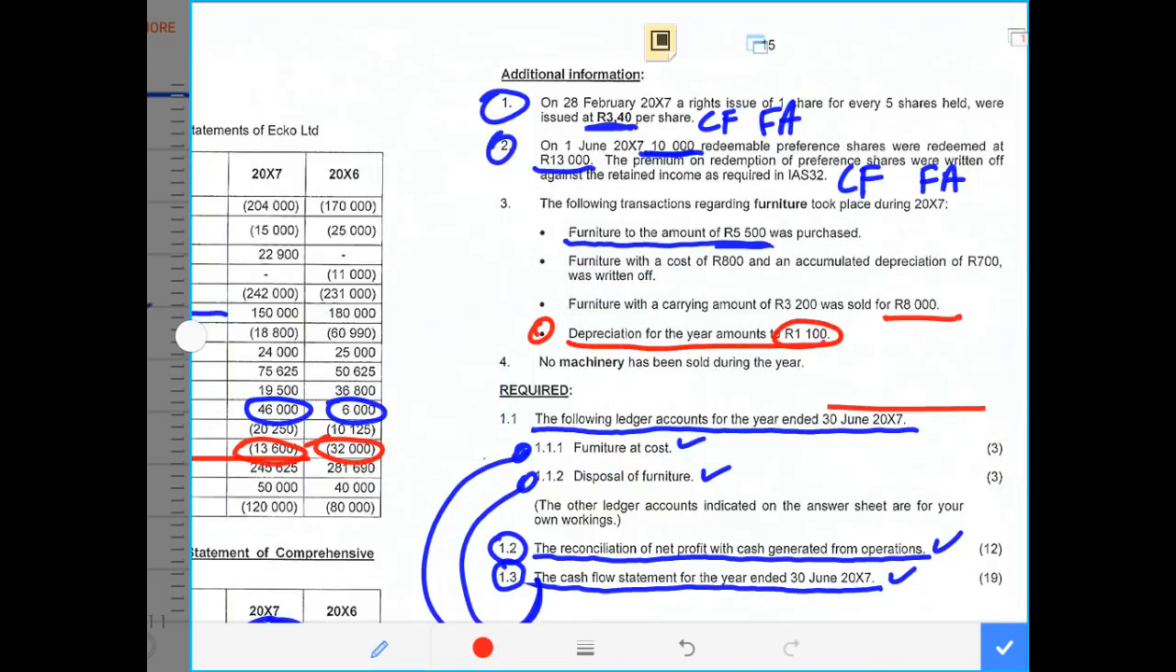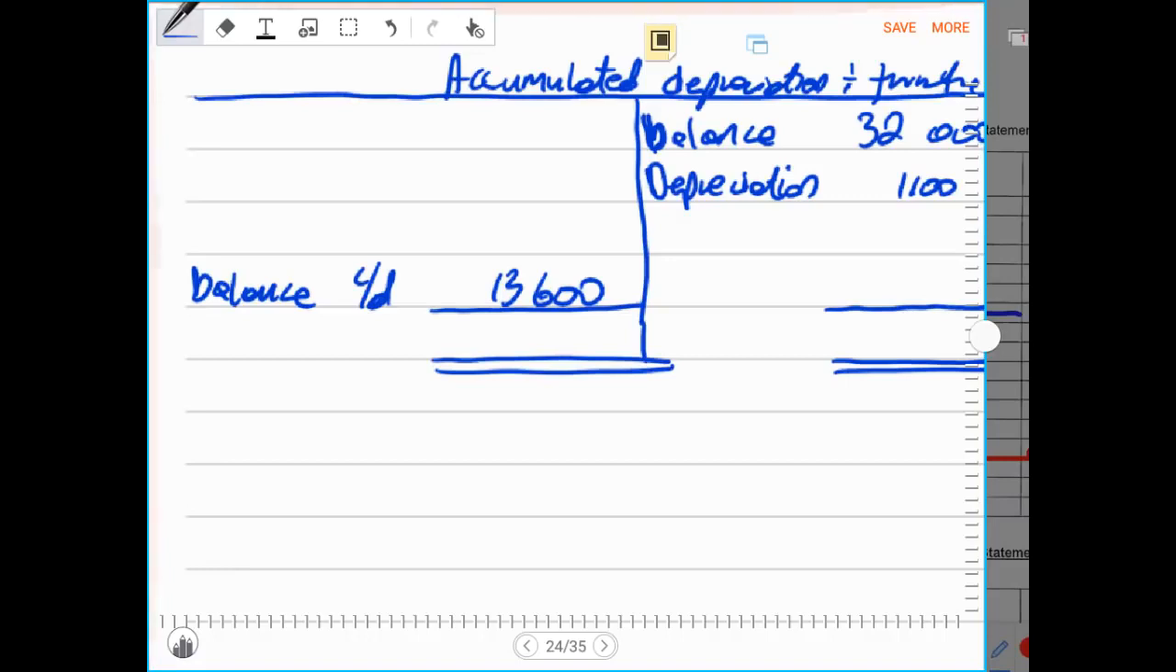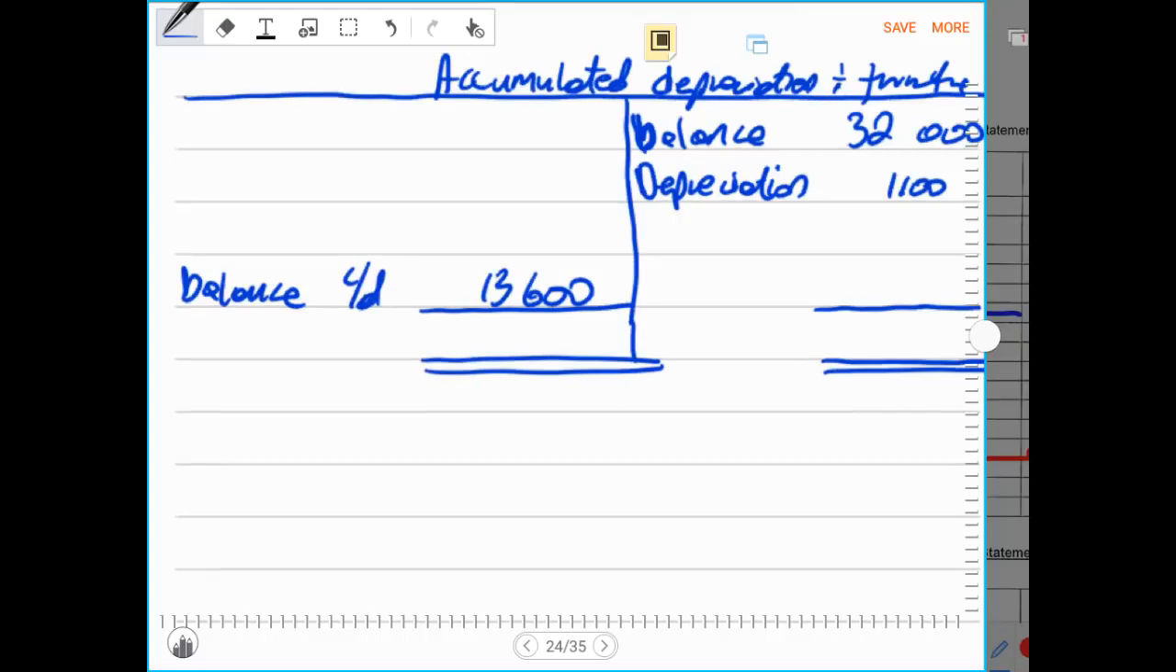We record that. And take note of the second bullet point under number 3. It said that furniture with the cost price of 800 and an accumulated depreciation of 700 was written off. If the asset is written off, its accumulated depreciation must also be removed in the books of the business. Therefore the 700 accumulated depreciation of the furniture that was written off must be recorded on the debit side of the accumulated depreciation. So let us record that as 700.